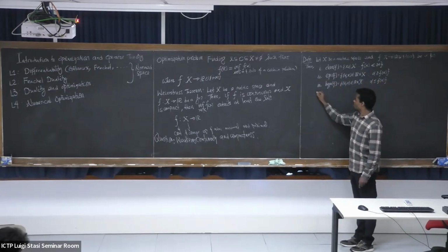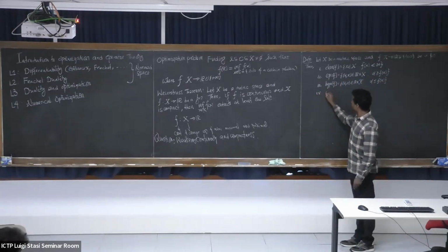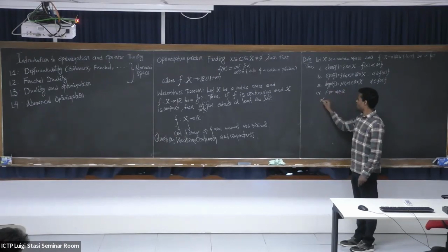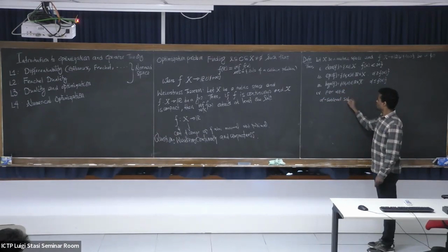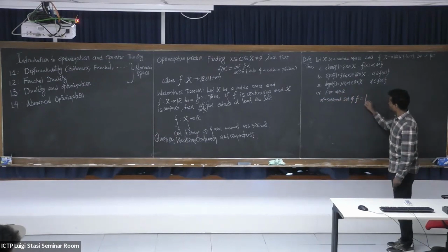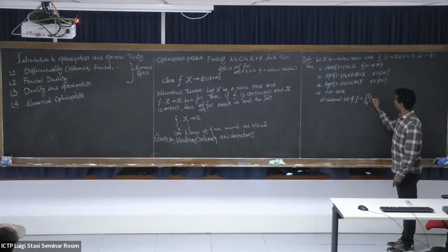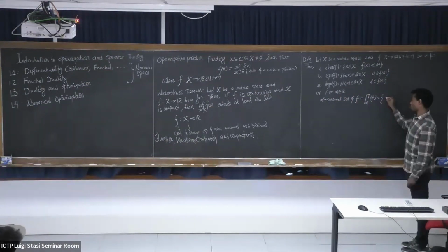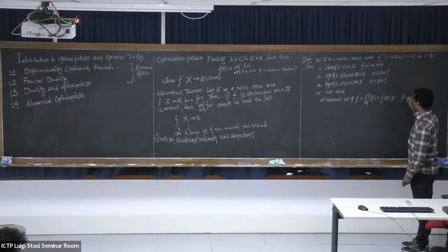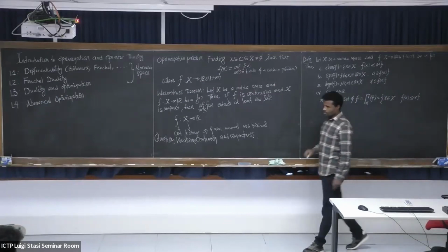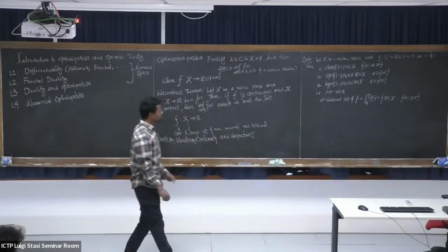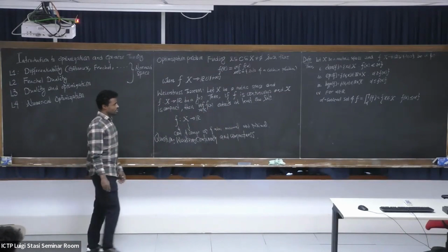And maybe the third one, a very important concept, is for alpha an element of R, the alpha sub-level set. The alpha sub-level set of F, which is usually denoted by this one, is the set of all X in X such that F of X, the value of the function at X, is less than or equal to alpha. These are very important terms for my next discussion.